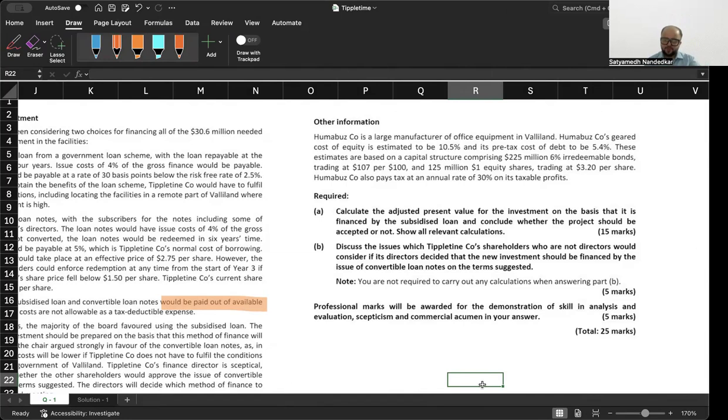Calculate the APV. So for calculating APV, if you remember, the first thing we have to do is calculate the base case NPV. And the base case NPV is always calculated assuming that the company is an all equity financed company. Okay, now for that, you will have to basically use cost of equity for the purposes of discounting.